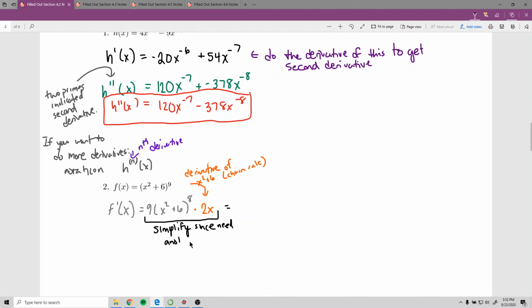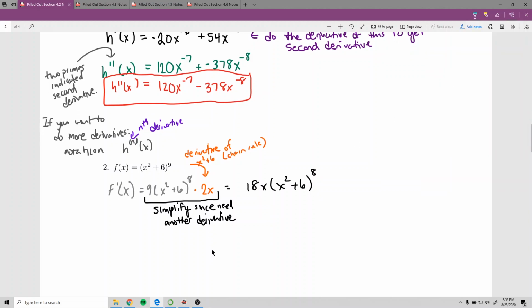All right, the general rule of thumb, like I've been mentioning as we go along, if you need to do anything with the derivative, whether it's like previous sections where we figure out where the derivative equals 0, or in this example, when we're doing another derivative, you need to simplify, get rid of any negative exponents, unless it's like this, because this one was straightforward, and then do the second derivative. But the only thing to simplify here is 9 times 2x is 18x times x squared plus 6 to the 8th.